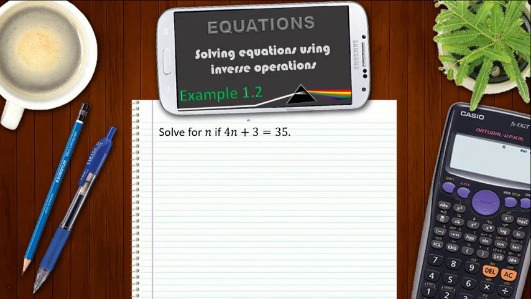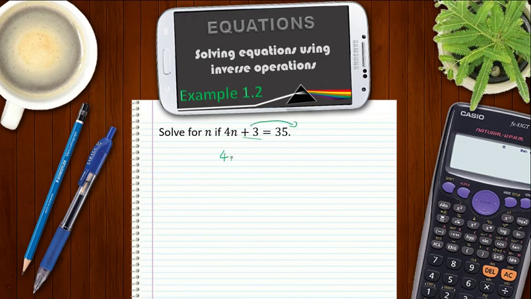Okay, now here we have 4n plus 3 equals 35. So notice that here n is both multiplied by a number and a number is added to it. So the first thing I'm going to do is to get rid of this 3. I can't get rid of this 4 yet. I first have to get rid of this 3. So in order to do that, I'm going to take the 3 to the other side.